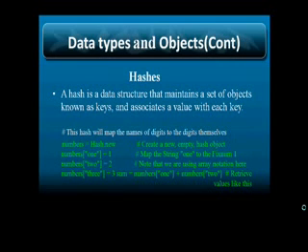Hashes. A hash is a data structure that maintains a set of objects known as keys and associates a value with each key. Hashes are also known as maps because they map keys to values. They are sometimes called associative arrays because they associate values with each of the keys and can be thought of as arrays in which the array index can be any object instead of an integer. An example makes this clear.